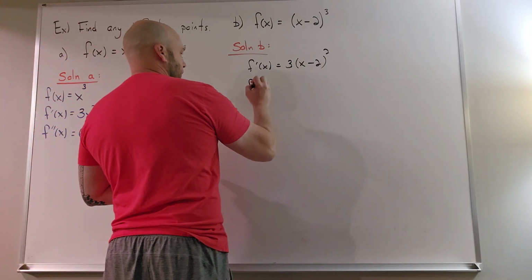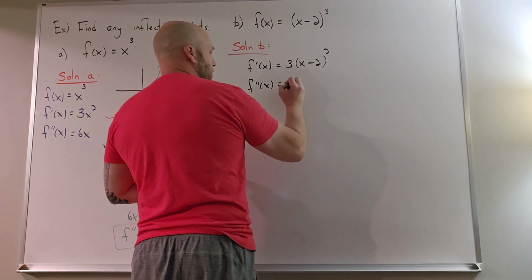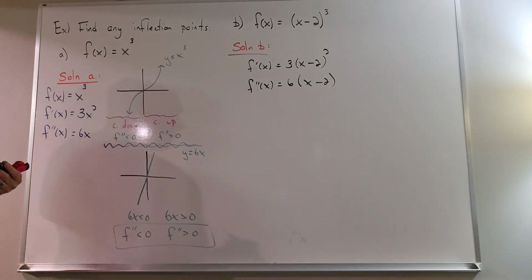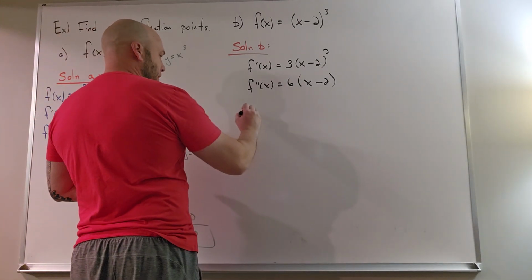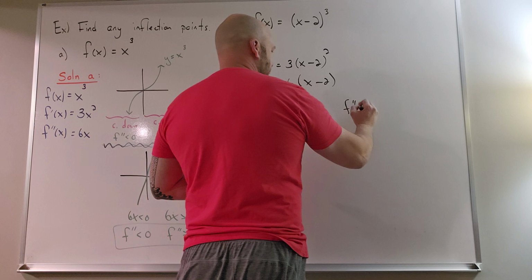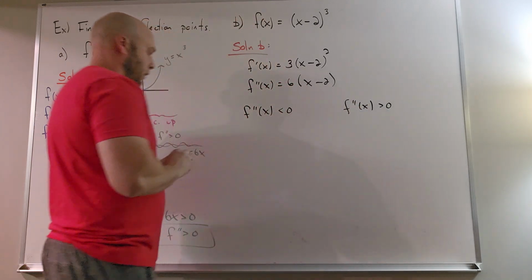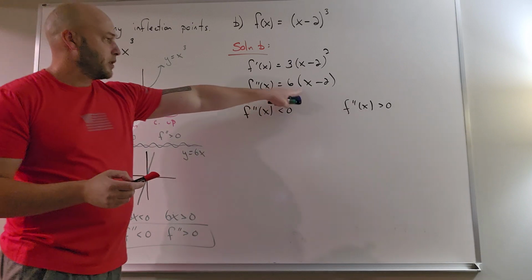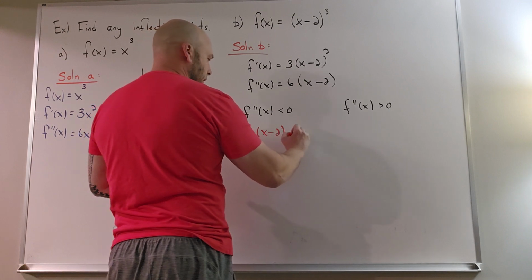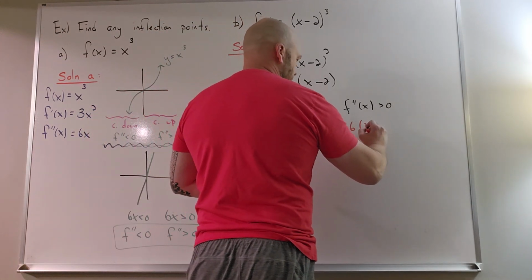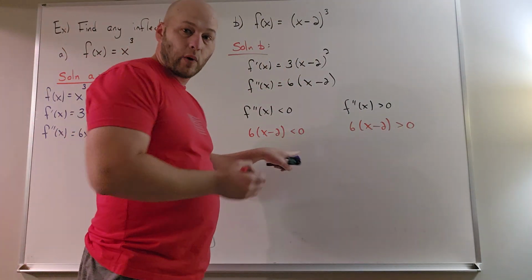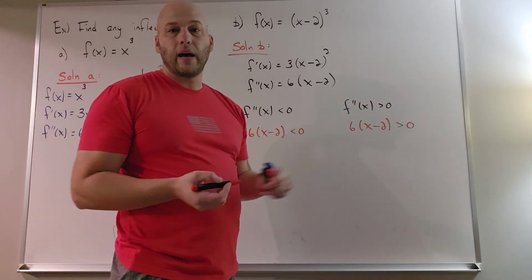Second derivative would be 6 times x minus 2. So there's the second derivative, and we need to find out where that's positive and negative. So I'm going to set up the following inequalities. F double prime less than 0, f double prime greater than 0. Second derivative is given by this expression, so therefore I have to solve the inequality 6 times x minus 2 less than 0. Same expression, I want it to be greater than 0. Solutions to the first would be where the graph is concave down. Solutions to the second are where the graph would be concave up.